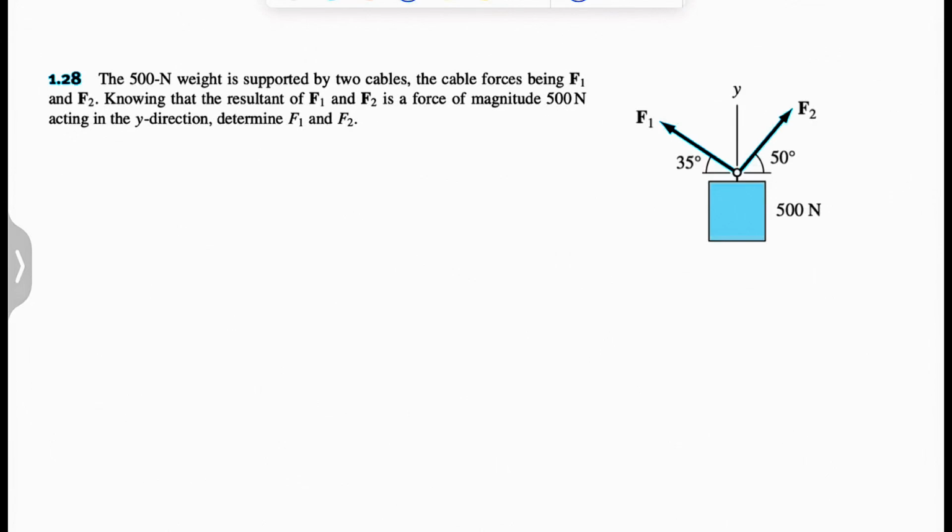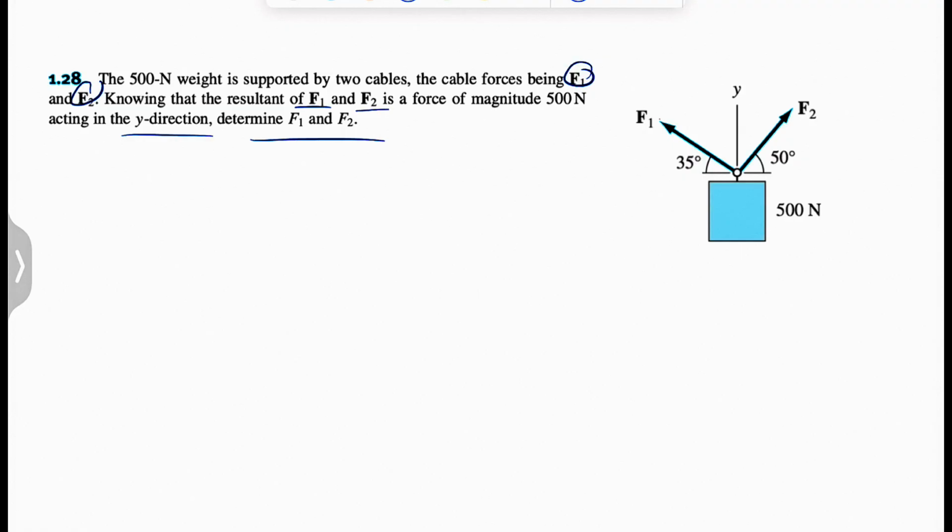Alright guys, welcome back. We have another question from the first chapter of engineering mechanics. We have this 500 weight that is supported by two cables, the cable forces being F1 and F2, and we know that the resultant of F1 and F2 is a force of magnitude 500 newtons acting in the y direction. The question is asking us to find F1 and F2.